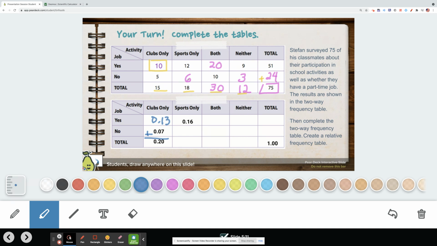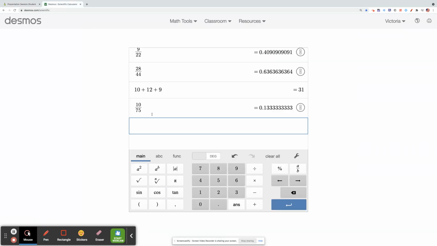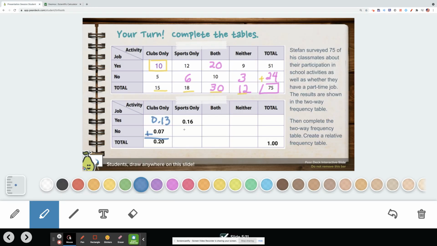All right, so now 6 divided by 75. And then I think you understand what to do next. You're going to fill out this table. When you're done, how can you check that your relative frequencies are correct, right? And that has to do with this corner number of 1 whole. I'm going to let you finish that particular slide on your own.